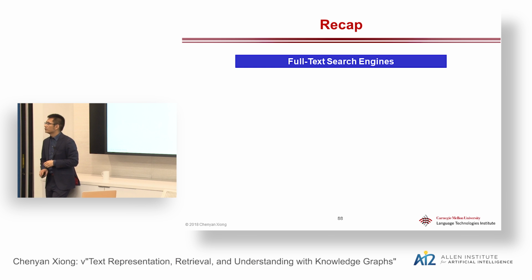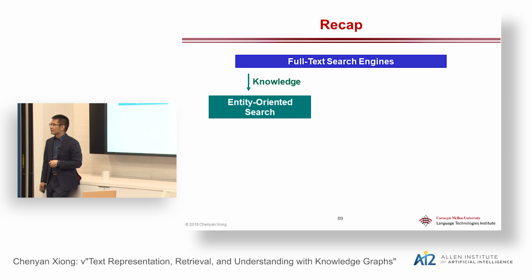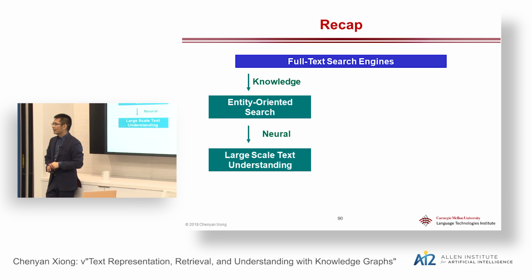So to recap this talk, we start with full-text search engines. We add in the knowledge: we have entity-oriented search, background entities, knowledge graph embeddings, better chunking, synonym resolution, and we bring in the relation information to the mix. So we can do much better than feature-based learning-to-rank. If we add in the neural part to it, we can have better large-scale text understanding, and we can do a better job in predicting which entities are more important for a news article or for a Semantic Scholar paper than just counting frequency or using features.